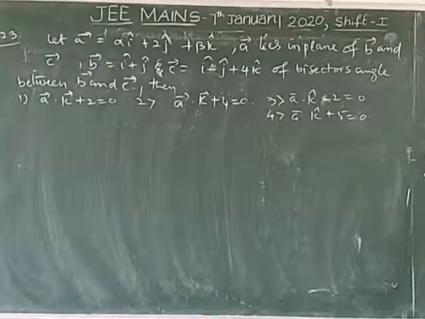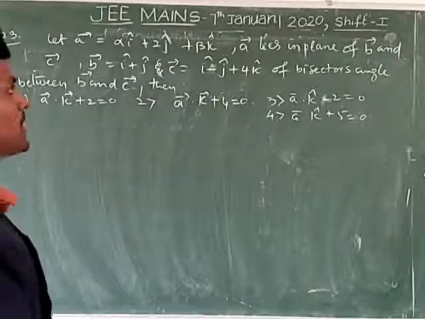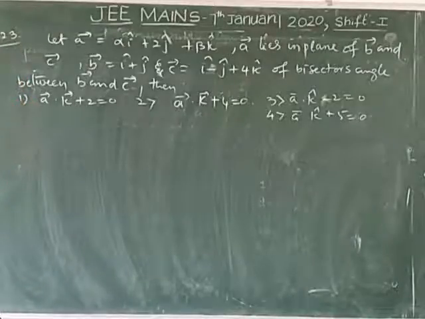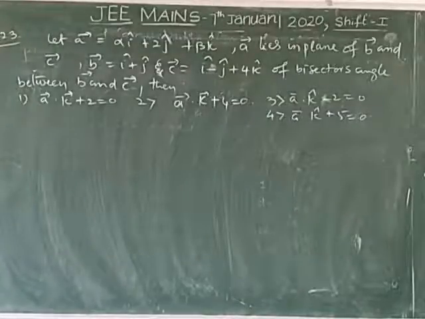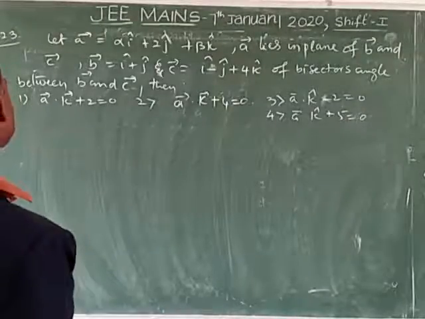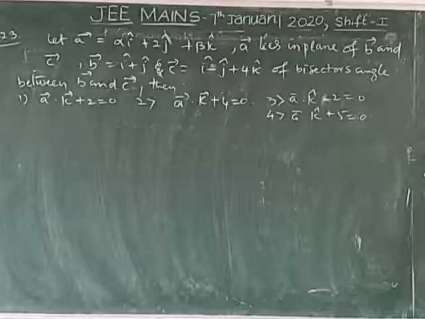Next problem: let A vector is equal to alpha i plus 2j plus beta k. A vector lies in a plane of B vector and C vector. B vector is equal to i cap plus j cap and C vector is equal to i cap minus j cap plus 4k cap, and A is the bisector of the angle between B and C. Here we have to see the angle bisector.